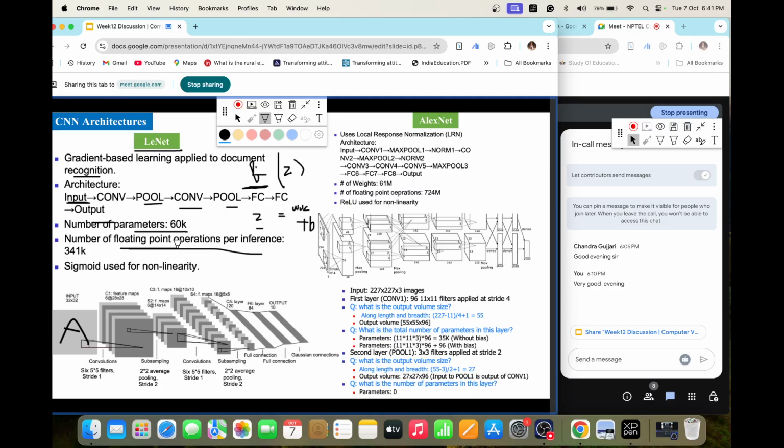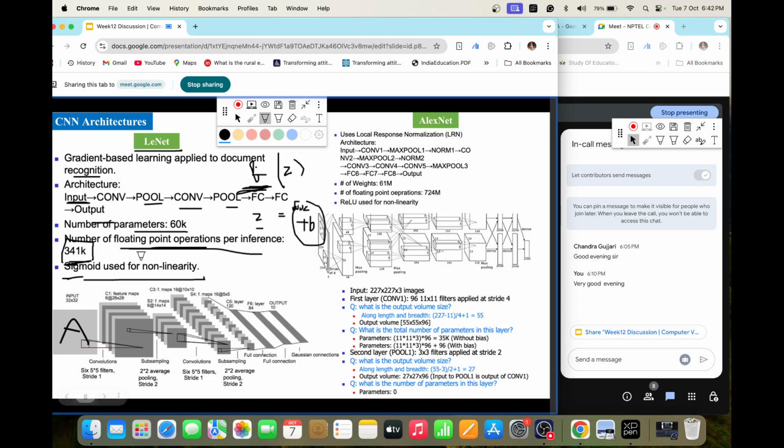So floating point operations: in this computation we have two floating point operations, one for the w into x plus b operation and then the activation operation. That is why for each operation we count two floating point operations here. In total, we have 341k floating point operations per inference. And then sigmoid is used for non-linearity, so the activation function here is sigmoid.